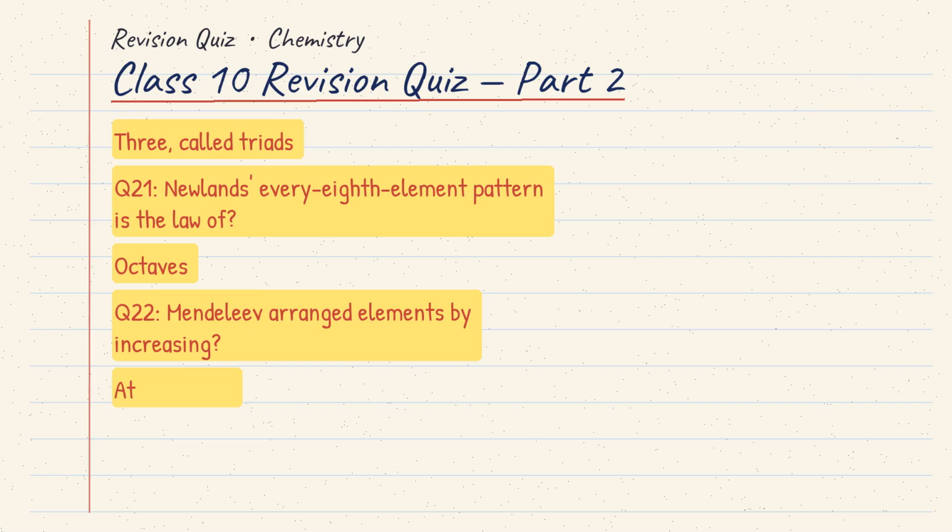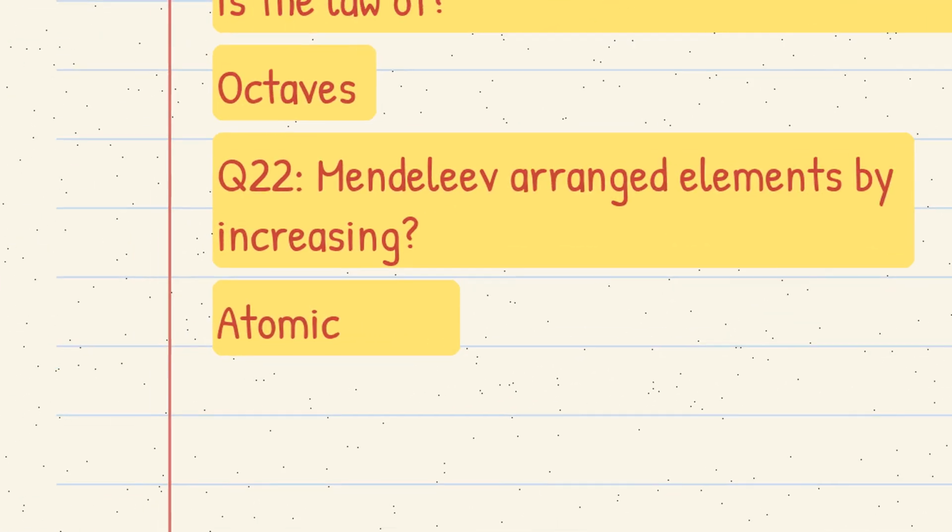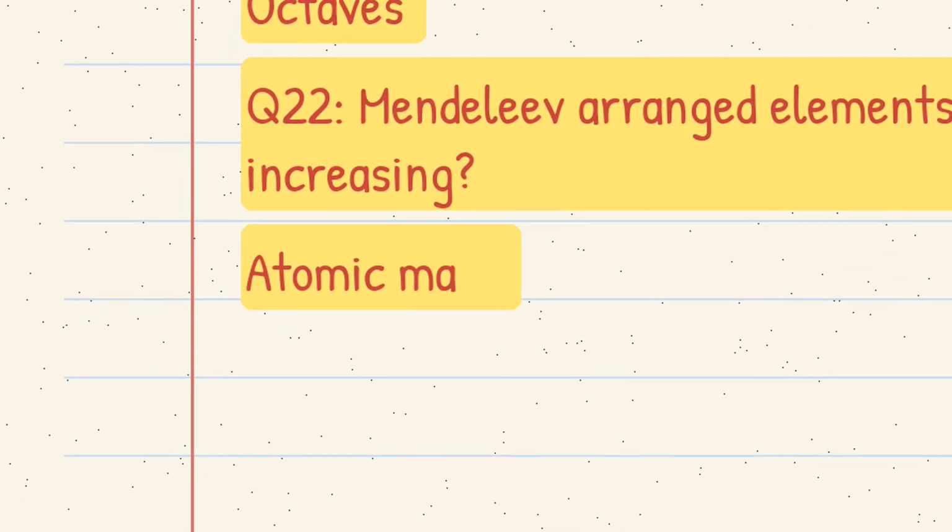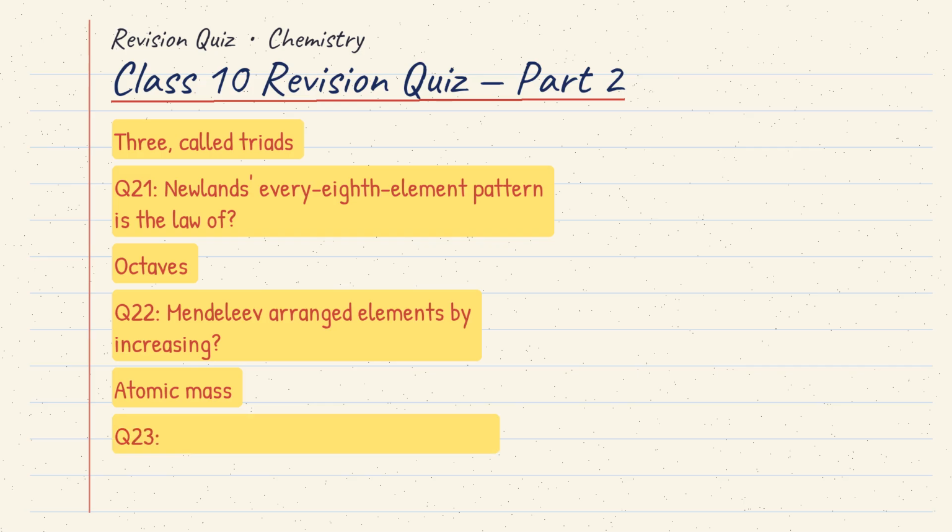The answer is atomic mass. And grouped by similar properties. Question 23. What did Mendeleev's gaps predict?